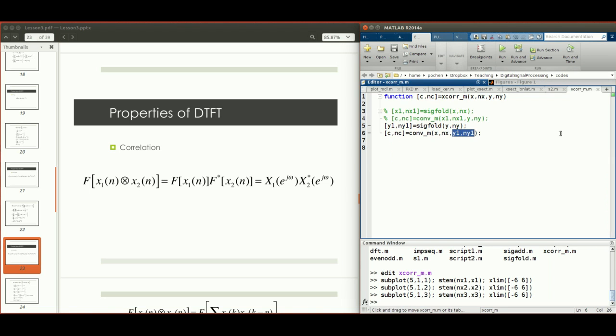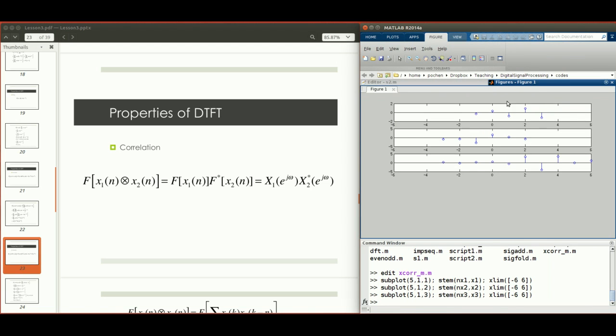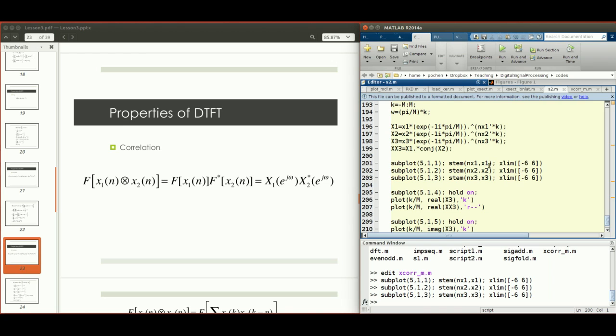So that's our time domain signals. Now let's look at the frequency domain signals.